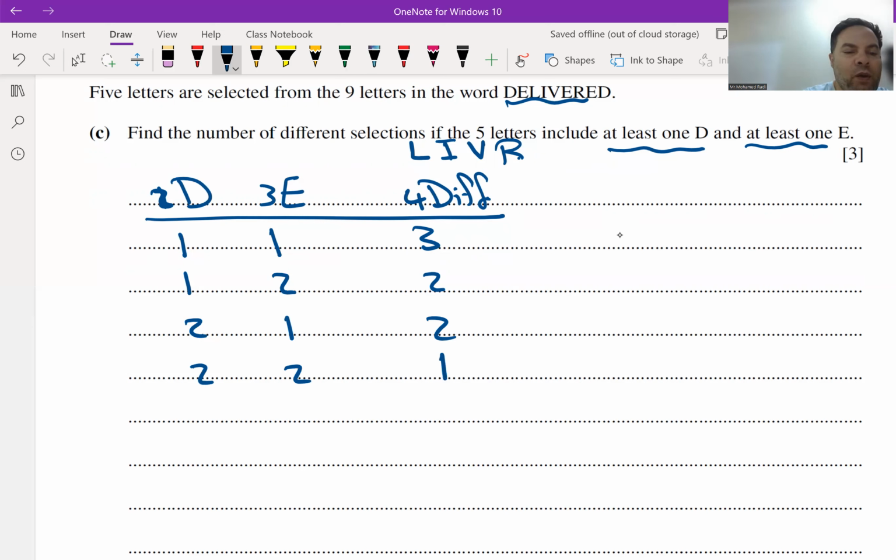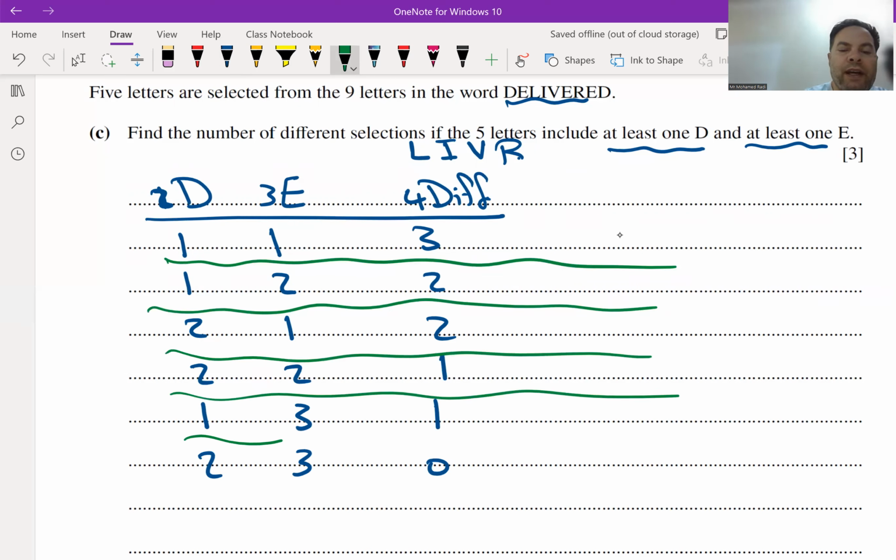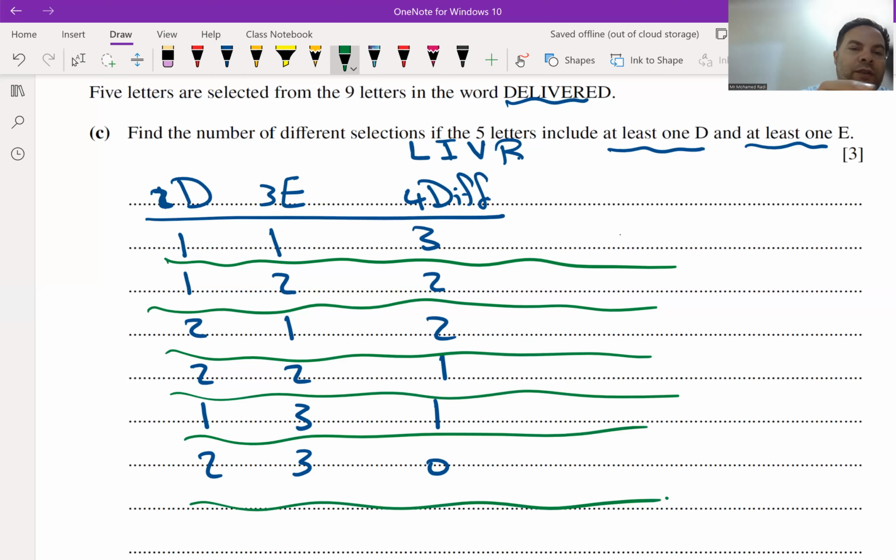Maybe take 3 E's. In this case, we can take 1, then how many left? Or we can take 2, so how many left? Zero. Let's now write all these cases. The first case, 1, 2, 3, 4, 5, and 6. The first one, 1 from D. Don't try to say 2C1. It's the same. Leave it.